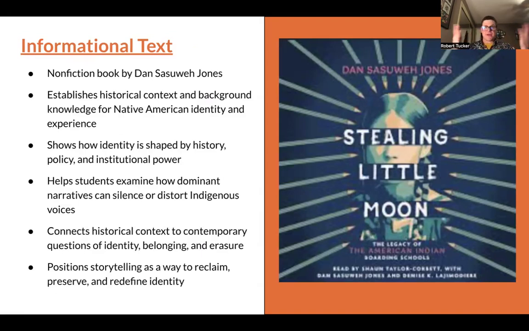For activating background knowledge and providing in-depth information that is important for understanding the context of The Absolutely True Diary of a Part-Time Indian, I'll be featuring the nonfiction book Stealing Little Moon by Dan Sasui Jones. This book really focuses on how American Indians and Native Americans went through forced assimilation, especially in white boarding schools.